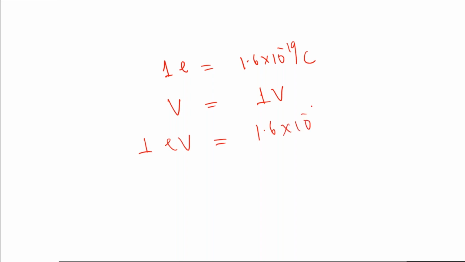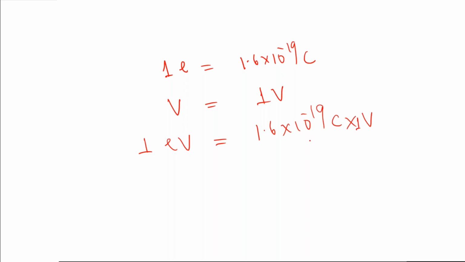1 electron volt is equal to 1.6 times 10 to the power minus 19 coulomb times 1 volt. Coulomb volt is actually joule. So 1 electron volt is equal to 1.6 times 10 to the power minus 19 joule. This is the conversion formula.